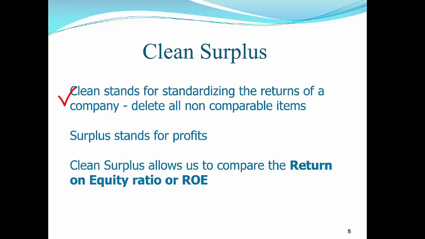And clean stands for standardizing the returns of a company. In other words, delete all the non-comparable items between U.S. Steel and Amazon and Google. And that's what the clean stands for, because those non-recurring items that are in there are not comparable from one company to another. Surplus stands for profits. So we're going to talk about the profits of a company, but in a clean surplus methodology.